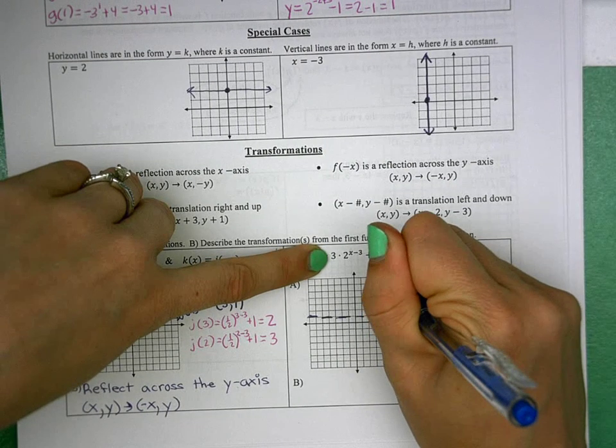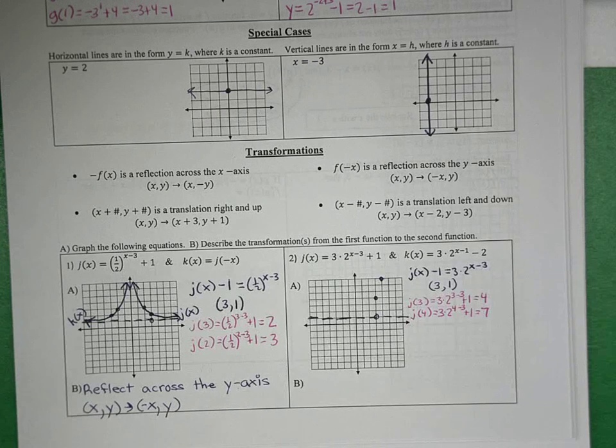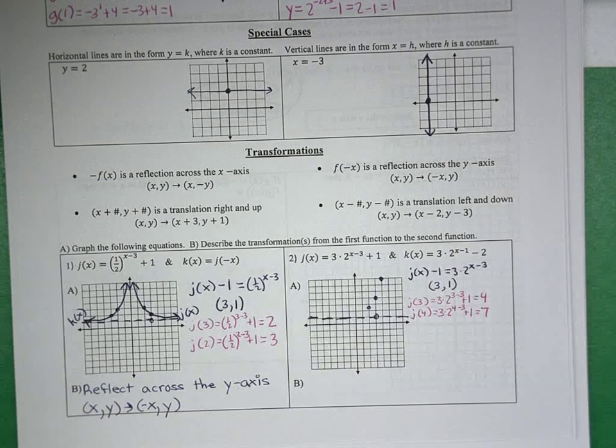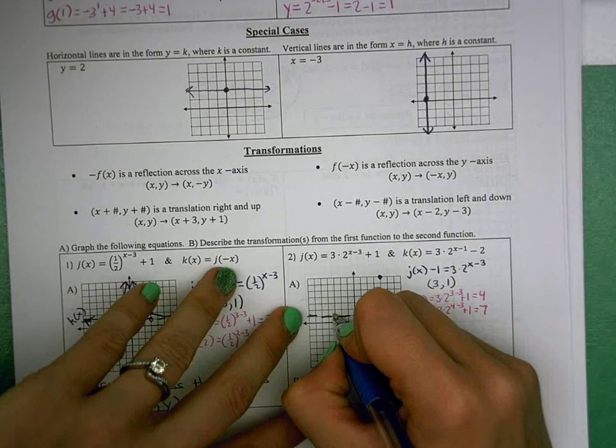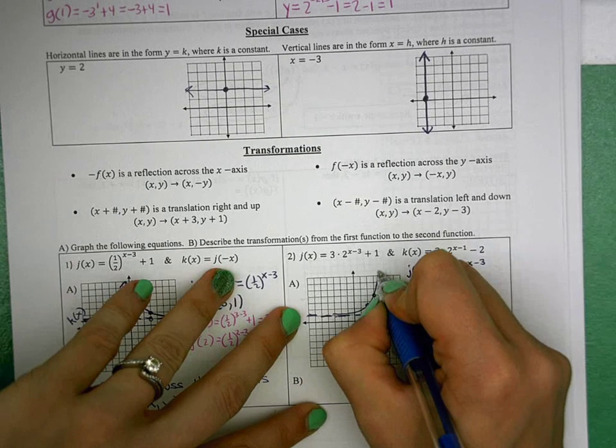You also could technically plug in 2. You'd get 3 halves plus 1, which is 5 halves, or 2 1/2 if you prefer to work with that fraction. Okay? And then you've got your exponential function here, j of x.